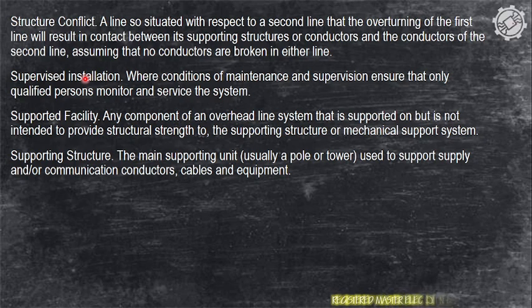So that is supervised installation. It is assured that those who will do the installations are only qualified persons. Supported facility: any component of an overhead line system that is supported on, but is not intended to provide structural strength to, the supporting structure or mechanical support system. Supporting structure: the main supporting unit, usually a pole or tower, used to support supply and communication conductors, cables, and equipment. So the supporting structure is our pole, while a supported facility is any component of the overhead line system that is not intended to provide structural strength to the supporting structure or mechanical support system. So the supported facility is what the supporting structure supports. The pole supports our transformer, our communication lines or electrical lines.